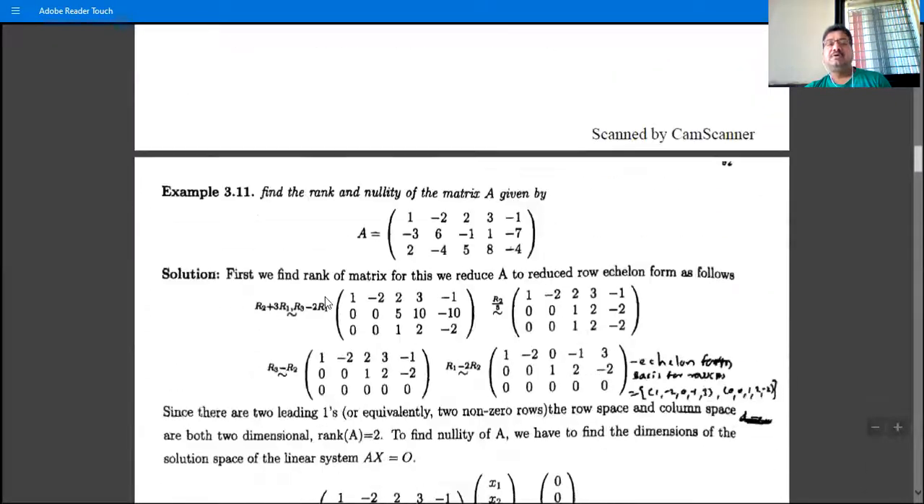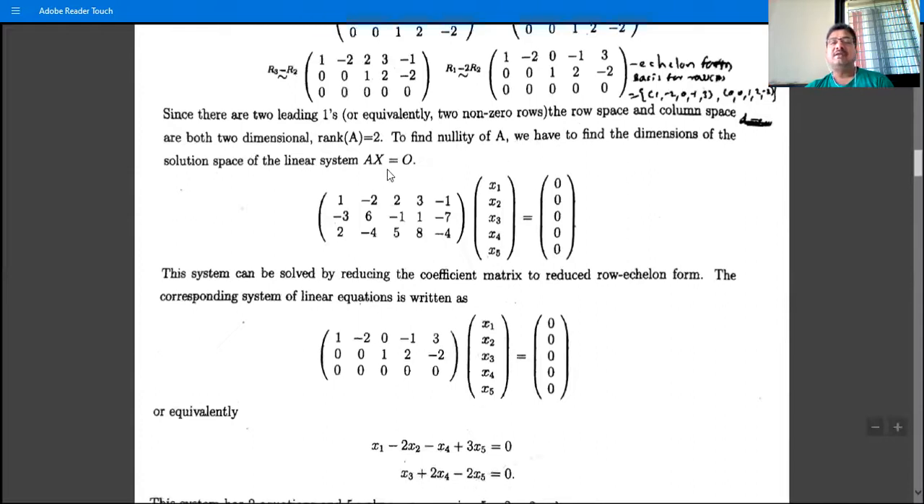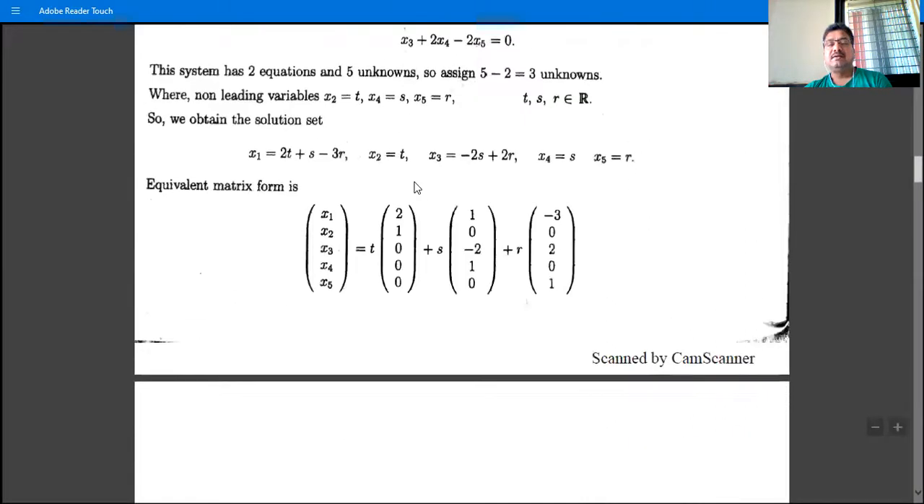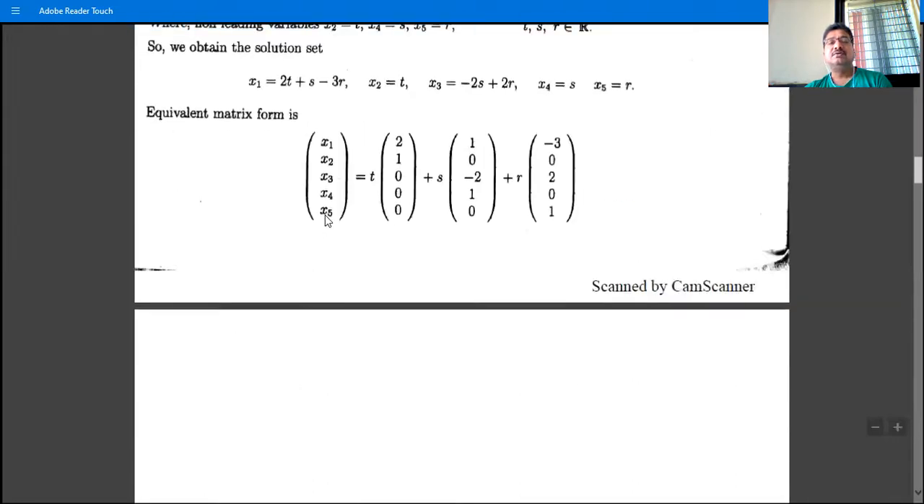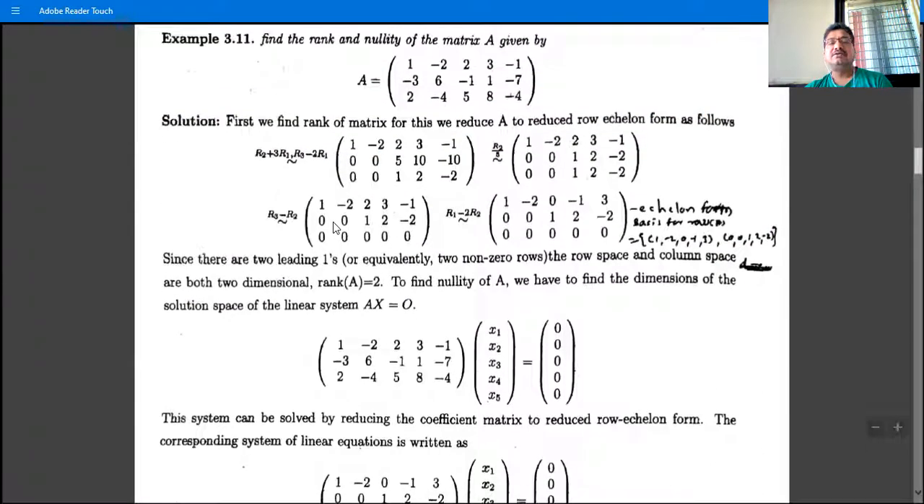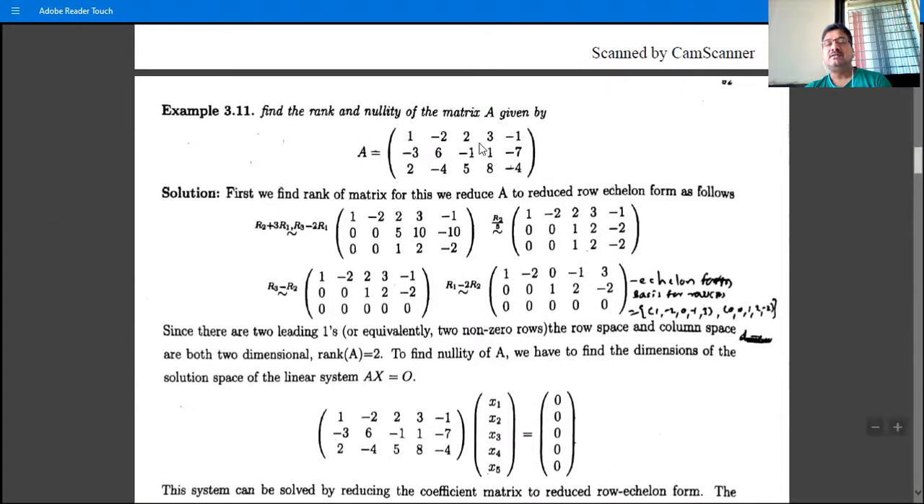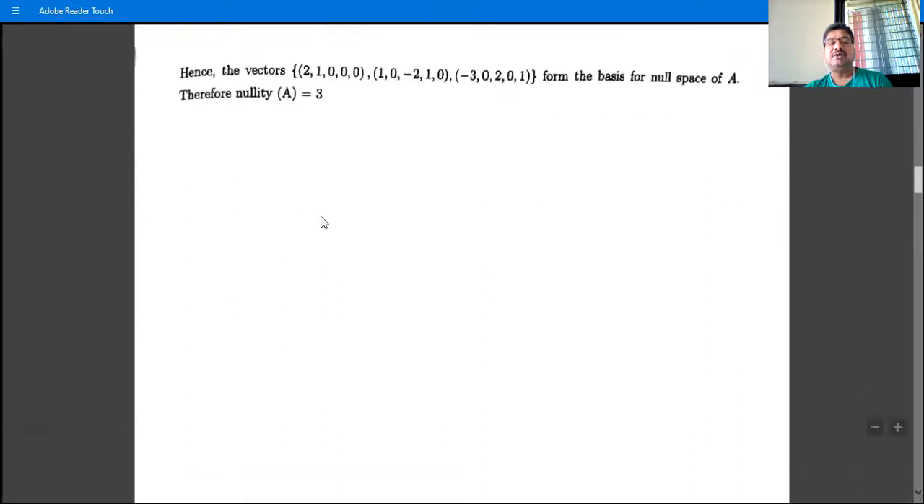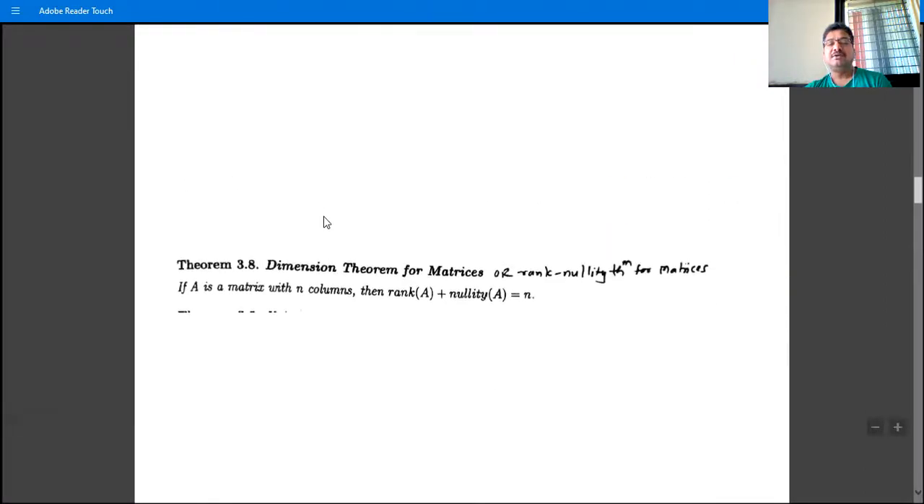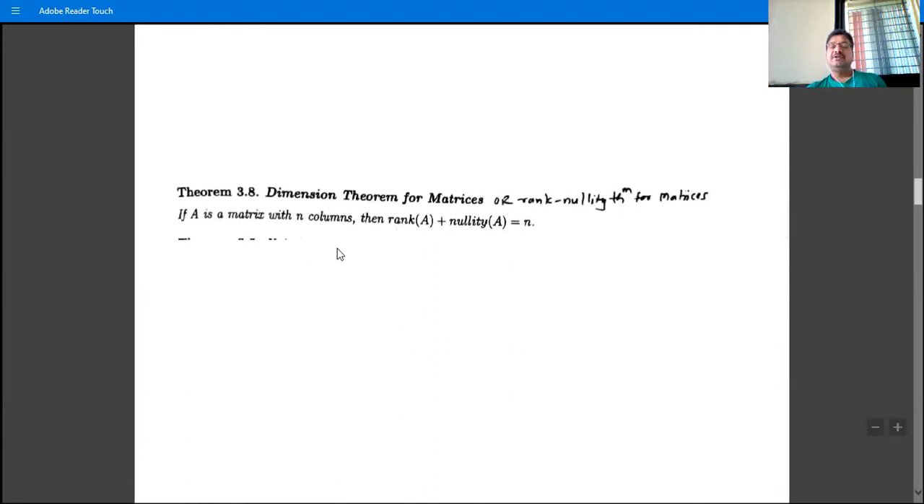If you observe, the rank of A is 2 and the nullity of the matrix A is 3. If you add these two, rank plus nullity, it is equal to the number of columns in the matrix. There are 3 rows, but there are 5 columns. So the rank of A plus the nullity of A is equal to the number of columns in the matrix, and this is the dimension theorem for matrices, or the rank nullity theorem.